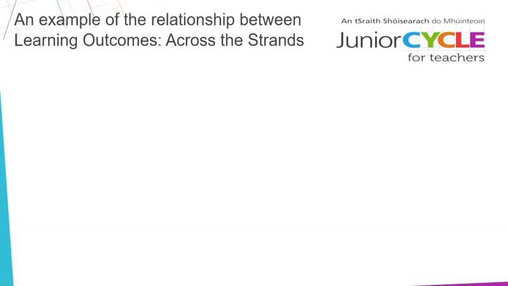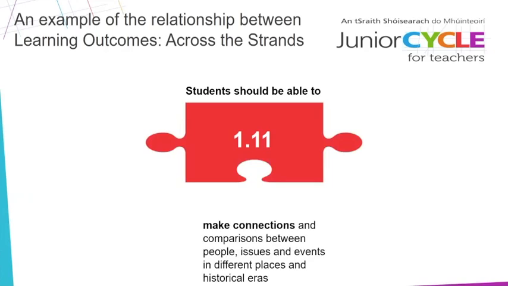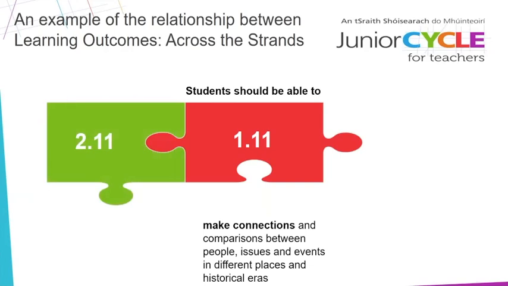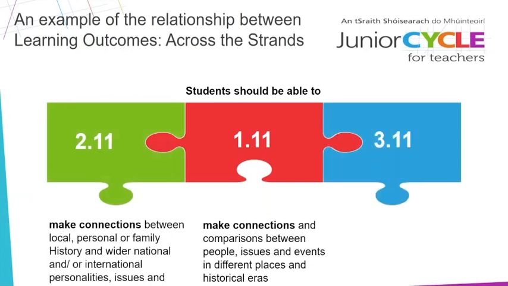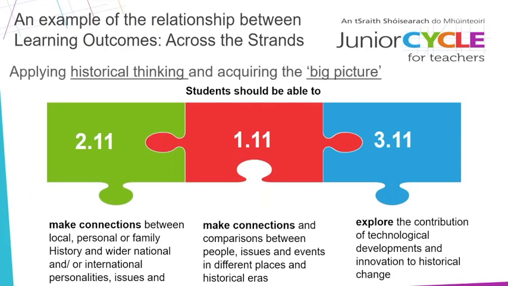The final example is a relationship between learning outcomes across the 3 strands. These 3 outcomes are from the applying historical thinking element of the contextual strands and from the acquiring the big picture element of the nature of history strand. These 3 learning outcomes will be engaged with over the course of 3 years of junior cycle history. So, making connections and comparisons, exploring technological developments to understand historical innovation and change, and making connections between local, personal and family history. They really give us an opportunity to apply historical thinking and to acquire the big picture over the 3 years.